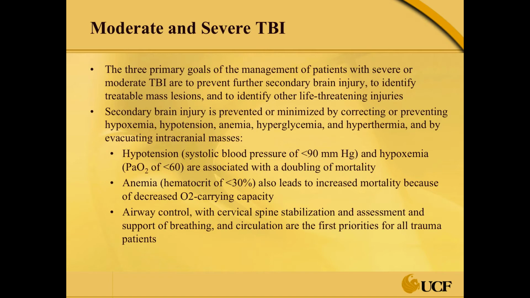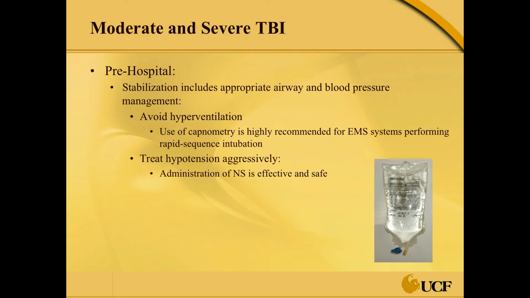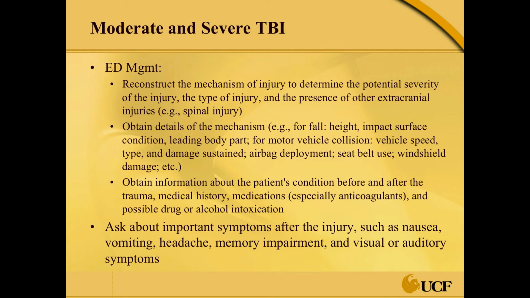Anemia with the hematocrit less than 30% can lead to increased mortality because of a decreased O2 carrying capacity, obviously. Airway control, C-spine stabilization, and assessment and support of breathing and circulation are always going to be your first priorities for all trauma patients. Pre-hospital is going to include stabilization of the airway and blood pressure, avoiding hyperventilation, use of capnometry, and treating hypotension aggressively. Administration of saline or lactated Ringer's is effective and safe.